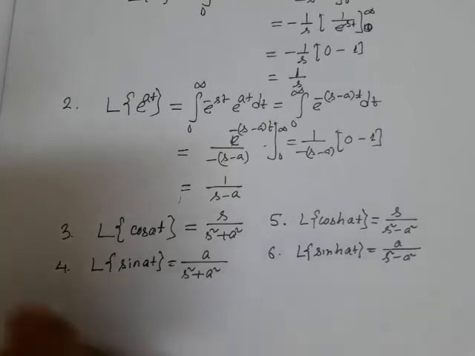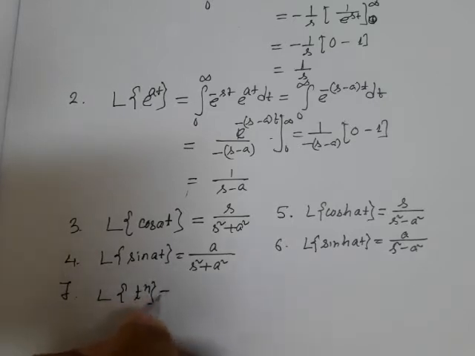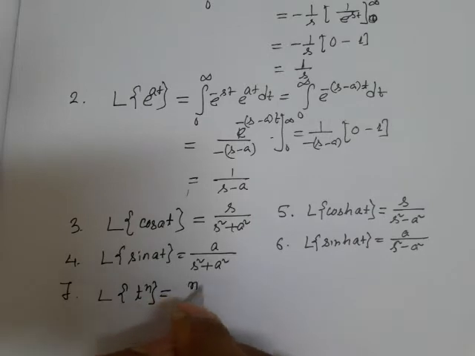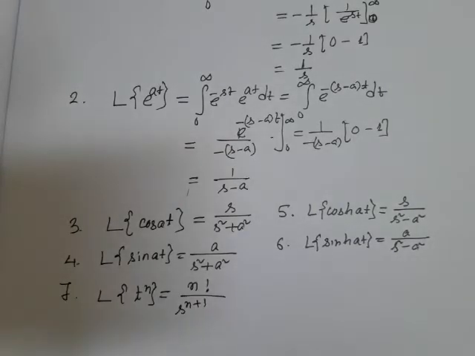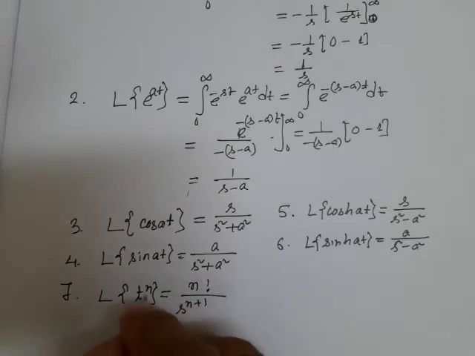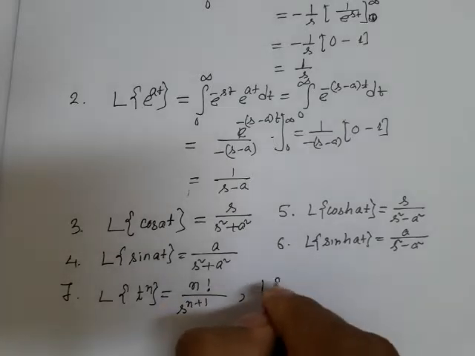One more formula, number 7: L of t to the power n. L of t to the power n is n factorial by s to the power n plus 1. Here n is a natural number. For any natural n we can find the Laplace transformation. But if n is not natural, then what will t to the power n be?